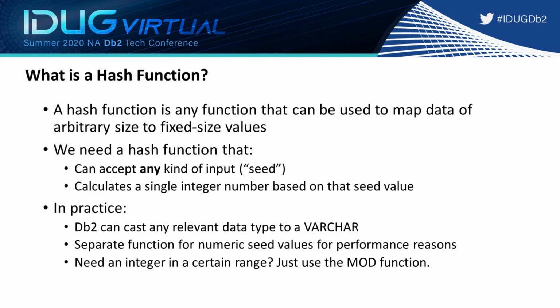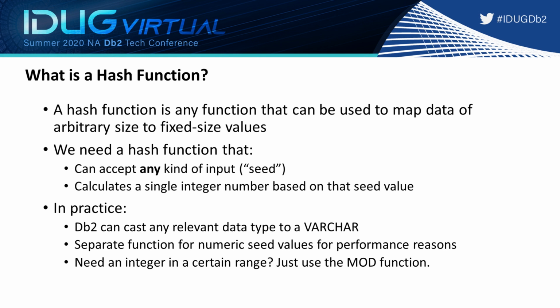Mathematically speaking, a function is a relation between two sets where every element of the first set is mapped exactly to one element of the second set. For hash functions, the first set is infinitely large. Every conceivable value can be processed. The second set, however, has a fixed size, for example, positive integer values in the 32-bit range. That is one example of a hash function. It accepts any value and it returns a positive integer number.